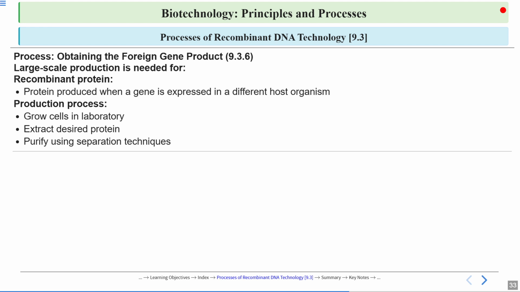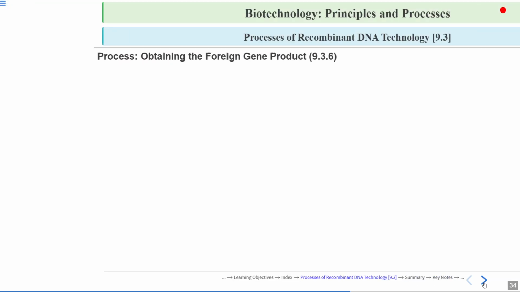What are its production processes? First we have to grow cells in the laboratory, then we have to extract this desired protein, and we have to purify this protein. We can't use this protein if it has some contamination, so we have separation techniques and purifying techniques before this recombinant protein makes it to the market.